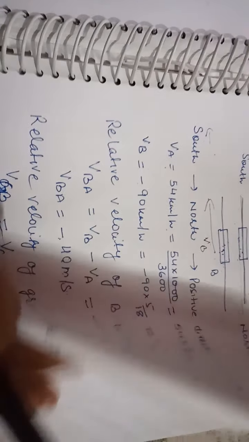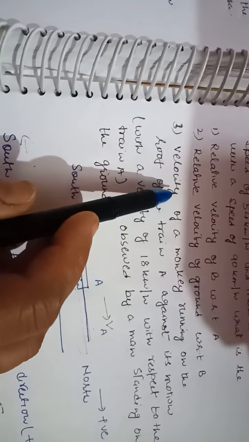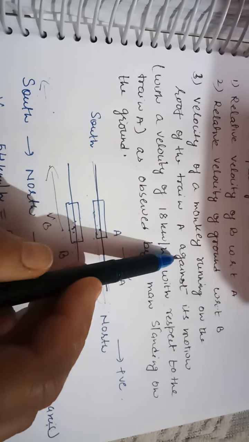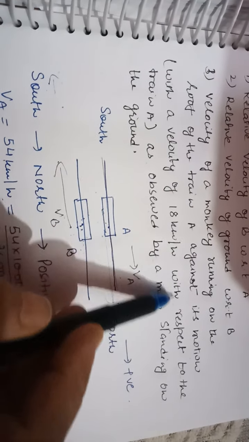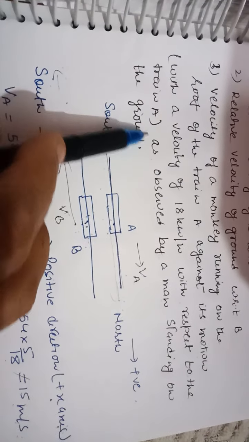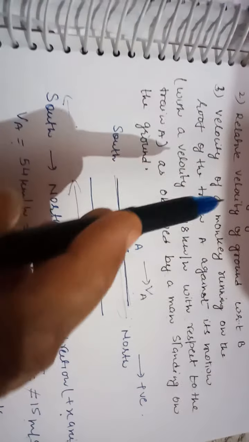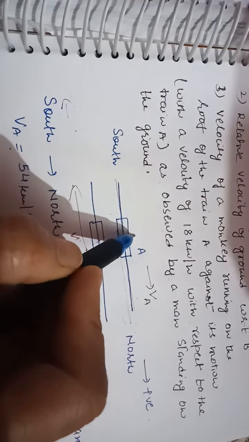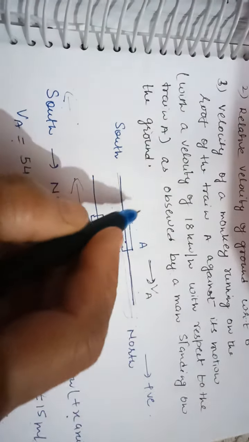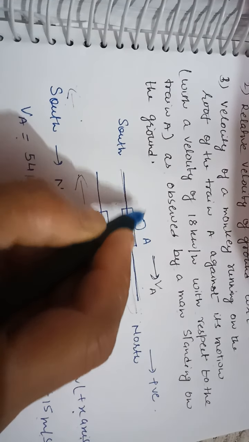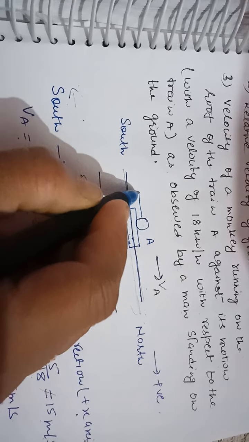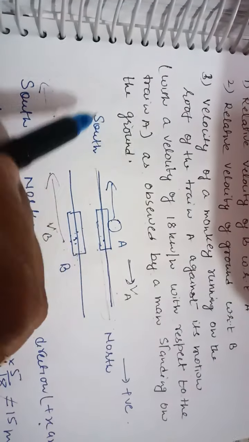Now after that, the third part is that the velocity of monkey running on the roof of the train A against its motion with a velocity of 18 km per hour with respect to train A as observed by the man standing on the ground. Now this train is going ahead towards north, and on top of it there is a monkey running on the train in the opposite direction. It is said, against the motion.